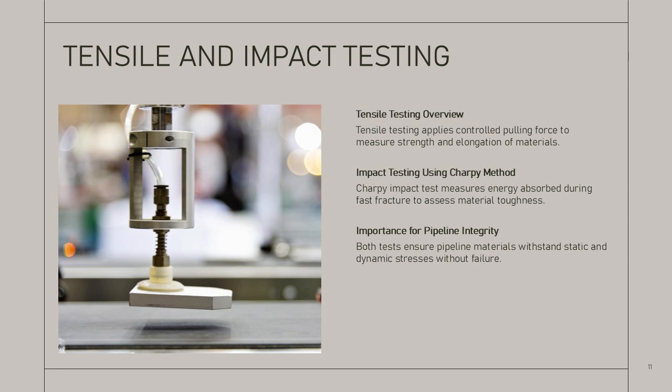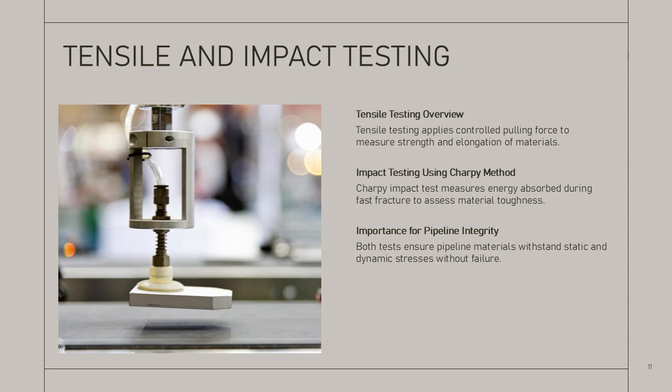The setup includes a universal testing machine equipped with grips to hold the sample and sensors to record force and elongation. Impact testing, commonly performed using the Charpy method, measures the energy absorbed by a material during fracture at high speed.